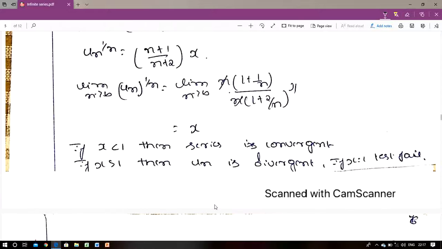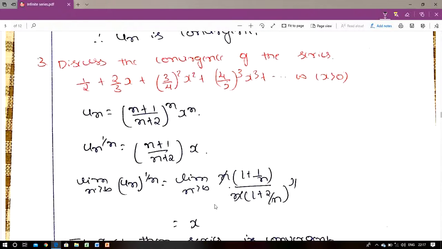Okay, next we come to another problem. Discuss the convergence of the series 1 by 2 plus 2 by 3 whole x, 3 by 4 whole square x square, 4 by 5 whole cube x cube plus, and so on to infinity, for x greater than 0.